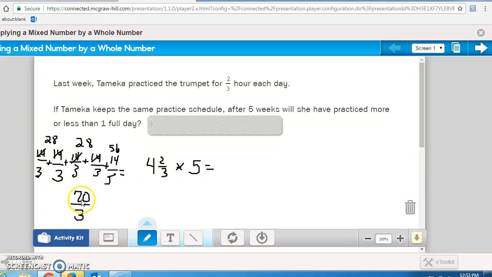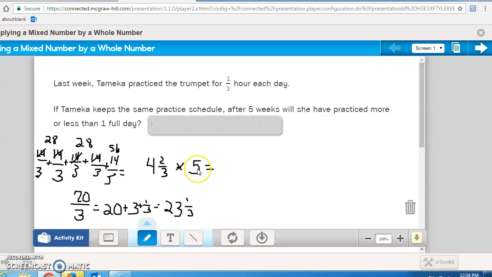Okay, remember 70/3 is basically saying how many wholes do I have? I can take 70 divided by 3. Well, I know 3 will go into 70 20 times, and that gives me 60. But I still have 10 left over. It'll go in there another 3 times, and I'll have 1/3 left over. So when I add all of these together, I have 23 1/3 for my answer.